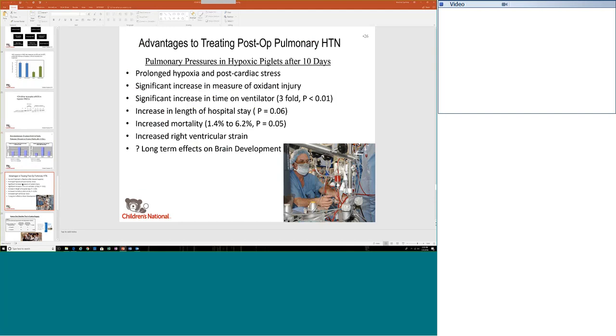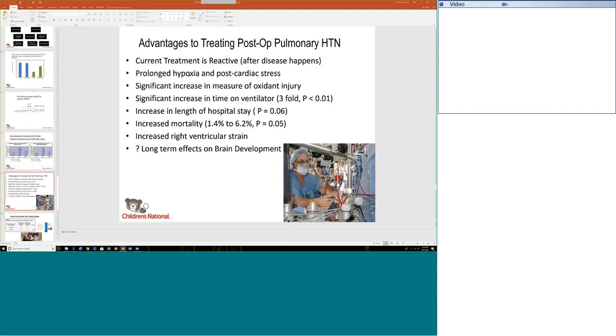So what's the advantage to treating a patient or trying to prevent post-op pulmonary hypertension? Like I said, the current treatment's reactive. You add nitric oxide gas, but that tends to have a lot of rebound. The prolonged hypoxia and post-cardiac stress on a patient that's just undergone significant surgery is really thought to be damaging.